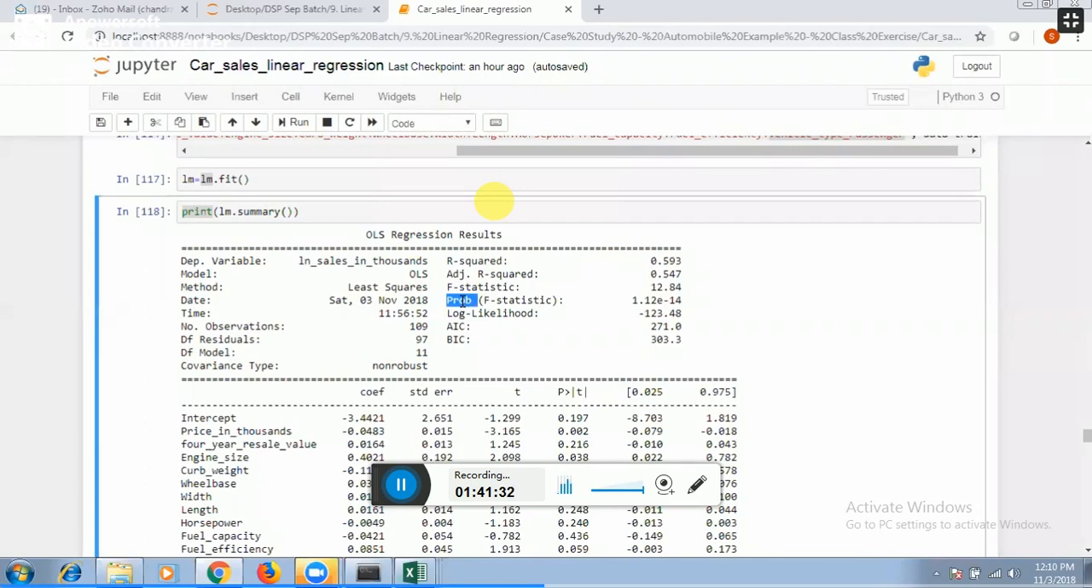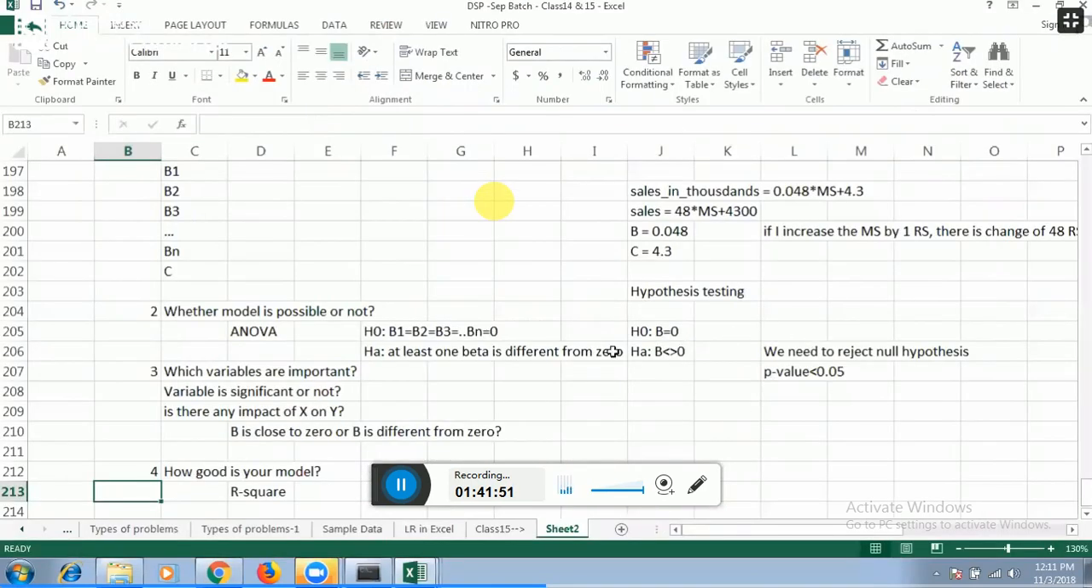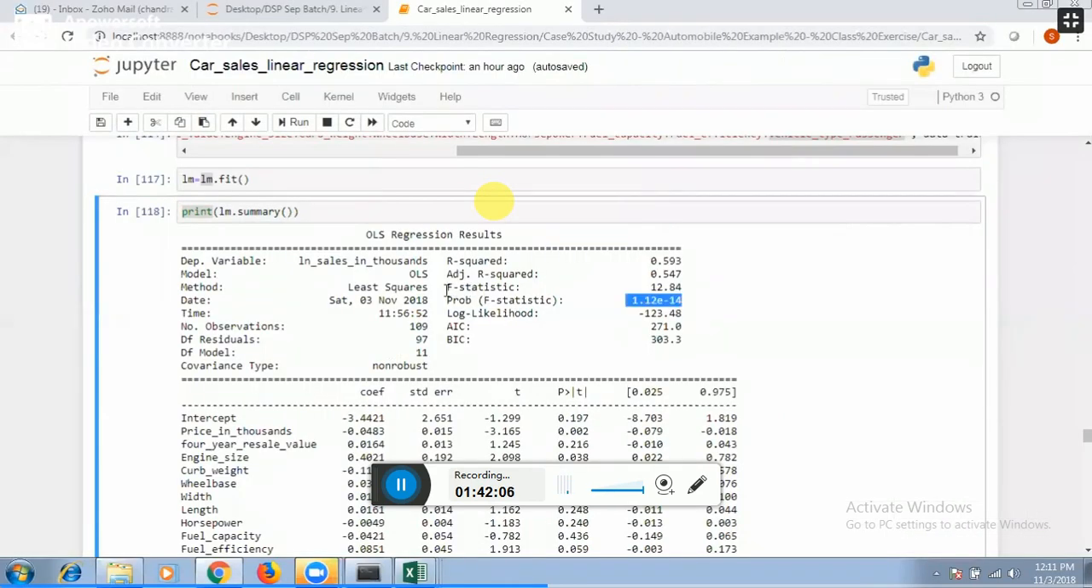What is the p-value in this case? The p-value is almost close to 0, right? Because it's an exponential of minus 14, that is nothing but 0.000 and so on. So if the p-value is close to 0, you can reject the null hypothesis. What is your null hypothesis in this case? This one. So you can accept the alternate hypothesis. What is your alternate hypothesis? At least one beta is coming significant. So that means the model is possible. So that is the first piece of information you are getting here.